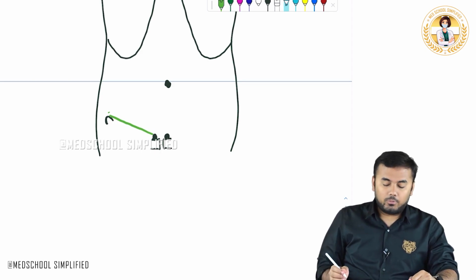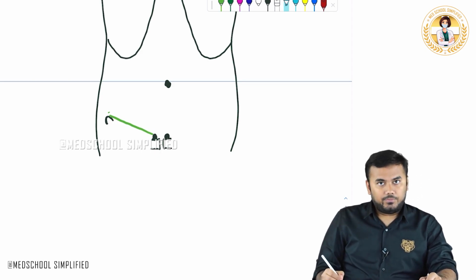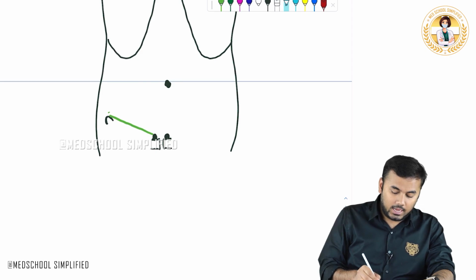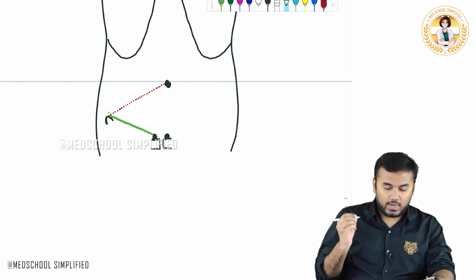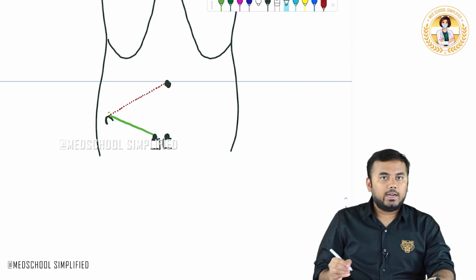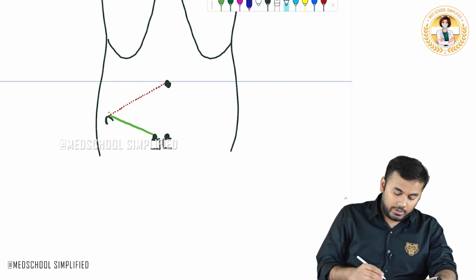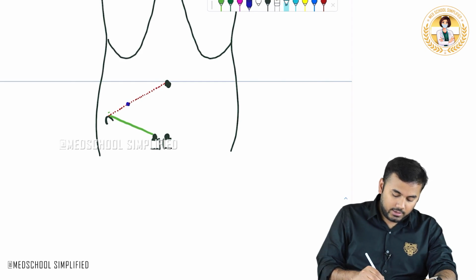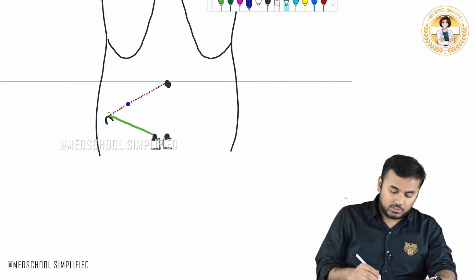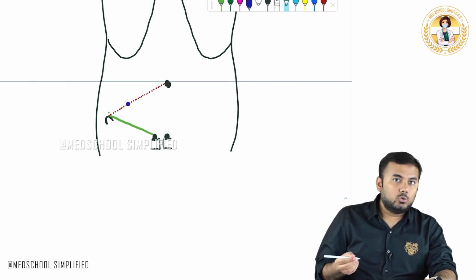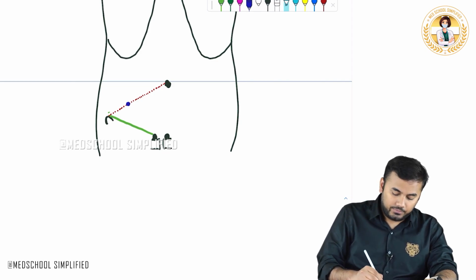Okay. Now what I am going to do is, for example, draw a line touching the umbilicus to the anterior superior iliac spine. See this dotted line whatever I am drawing, this is the line from the umbilicus to the anterior superior iliac spine. Now if I divide this line into two halves, for example, this is the point where I am putting, right? So if I am dividing this line into medial 2/3 and lateral 1/3.